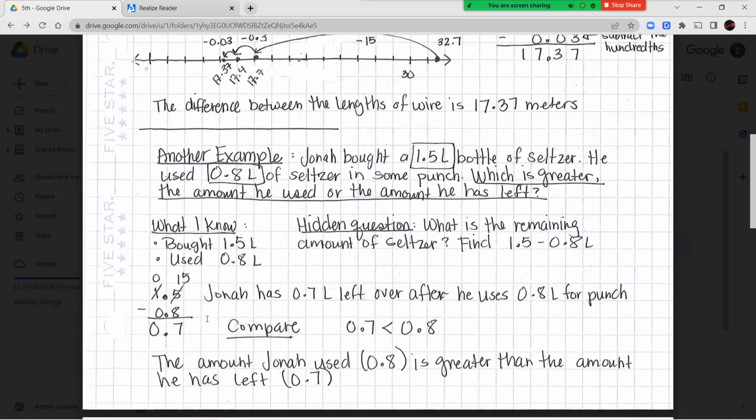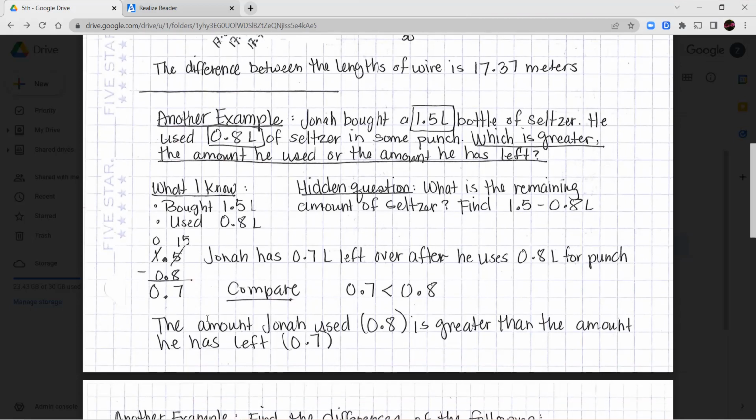Let's take a look at another example. Jonah bought a 1.5 liter bottle of seltzer. He used 0.8 or 8/10 of a liter of seltzer in some of his punch. Which is greater, the amount that he has left or the amount that he used? So over here, we have a hidden question that we need to think about. We need to figure out, well, how much does he have left? Because the question doesn't tell us that.